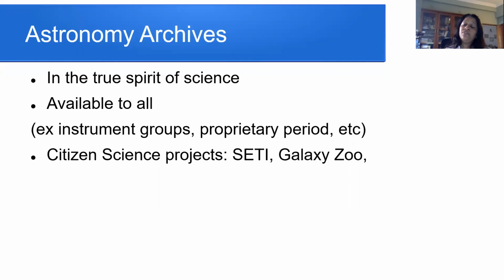Now, since there's so much availability of data, people also encouraged what are called citizen science projects. Citizen science projects are projects in which you encourage non-astronomers or citizens to actually do astronomy projects. So for example, there was a SETI project, the Search for Extraterrestrial Intelligence, where people could offer their computing power to analyze the SETI data.